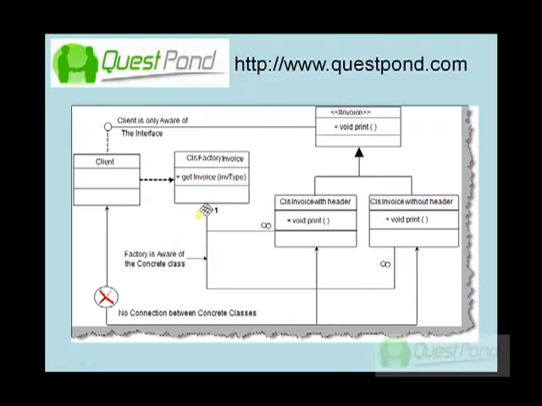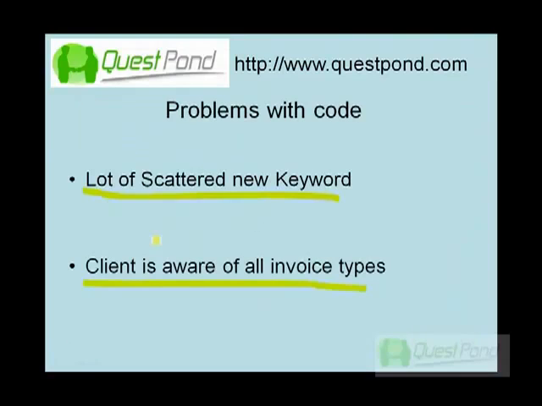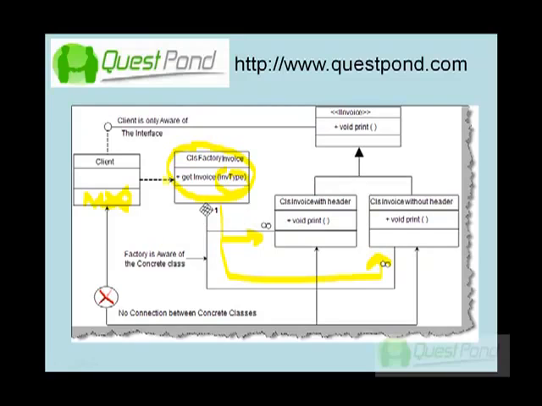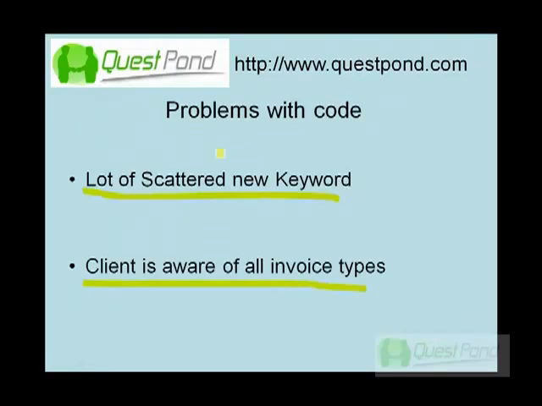That can be solved by introducing a class CLS factory invoice, which takes in an invoice type, and depending on the invoice type, creates either CLS invoice with header or CLS invoice without header. With that, all the new keywords are removed from the client. Great, so our first problem is solved by introducing the factory class. The second problem, which is very crucial and important, is that the client is aware of all the invoice types.